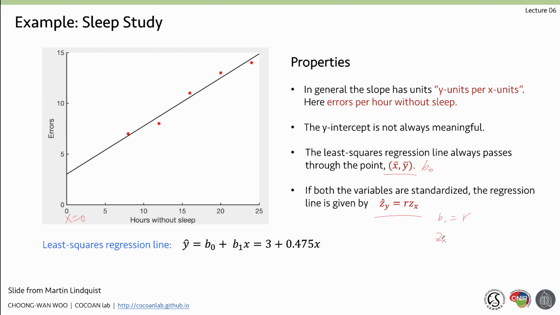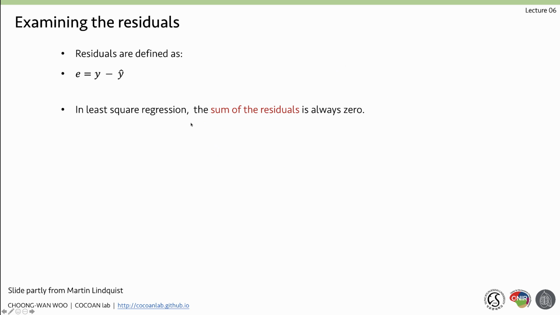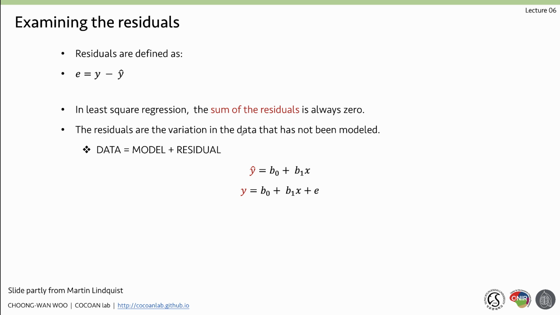And Zx bar equals 0 and Zy bar equals 0, and therefore B0 equals 0. I just said that residual equals observed value minus predicted value. In least square regression, the sum of the residuals is always 0, and the residuals are the variation in the data that has not been modeled. Therefore, by adding error residual term, we can remove this hat. So y equals B0 plus B1x plus error, E.